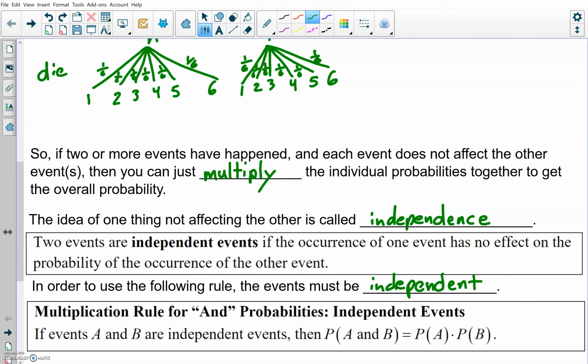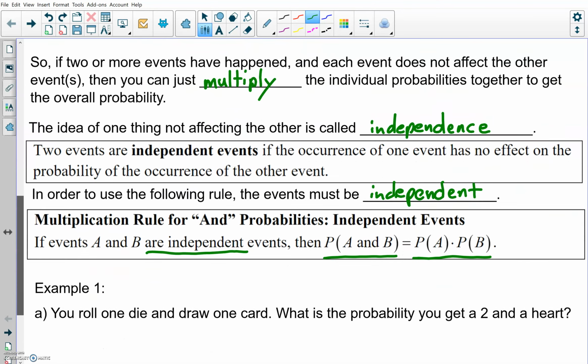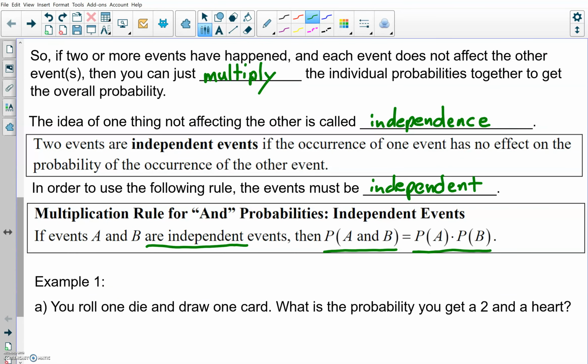So if events A and B are independent, that's crucial, then the probability of A and B is just the probability of A times the probability of B. It's just multiplication. And again, I can't stress this enough. This is when the two events are independent. They don't affect each other.